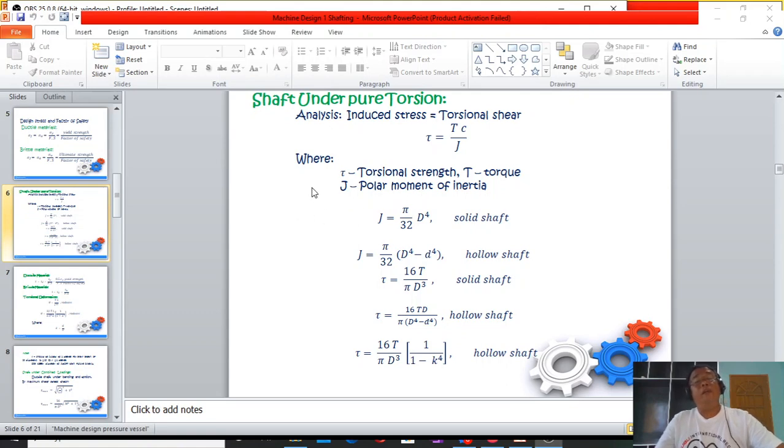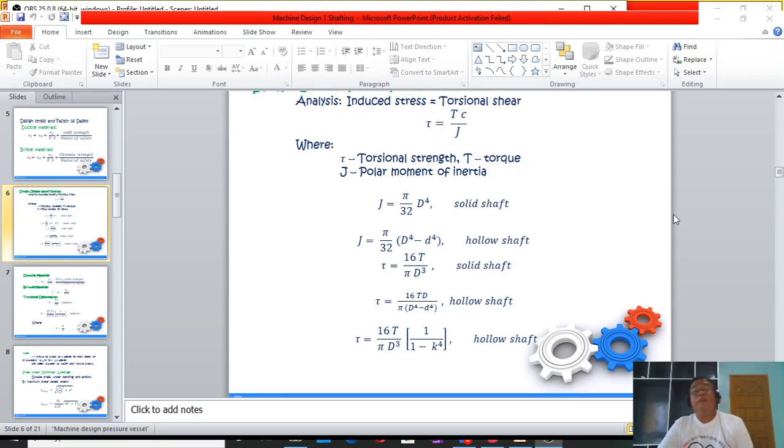So, knowing, class, that J equals pi over 32 multiplied by d to the fourth for a solid shaft, and J equals pi over 32 times (D to the fourth minus d to the fourth) for a hollow shaft. Then, substituting into the equation, you will derive tau equals 16T over pi d cubed. For a hollow shaft, you just multiply it again by a factor of 1 over 1 minus k to the fourth. Take note, class, this is a shaft under pure torsion.